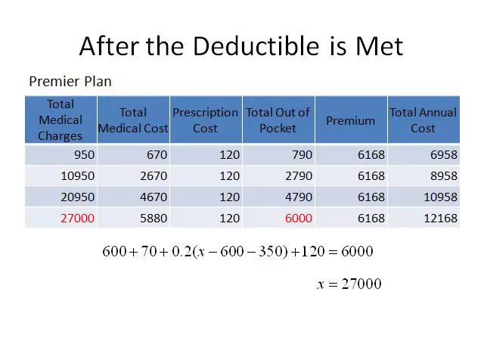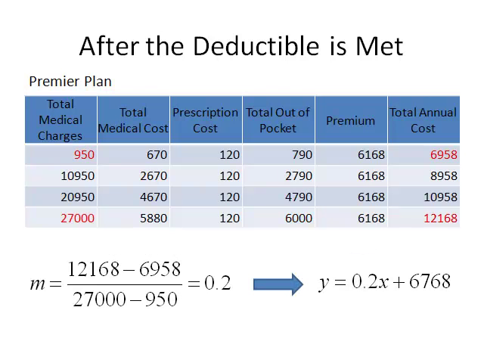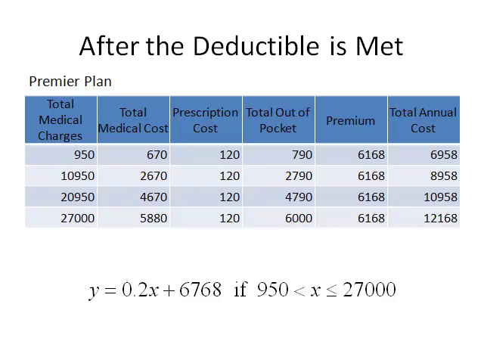Putting this into the last row of the table gives us the point at which the total out-of-pocket maximum is reached. Now we can use the 2 points in the table to determine the equation of this line segment. This segment's equation is y equal to 0.2x plus 6,768 and is valid for charges above $950 and less than or equal to $27,000.